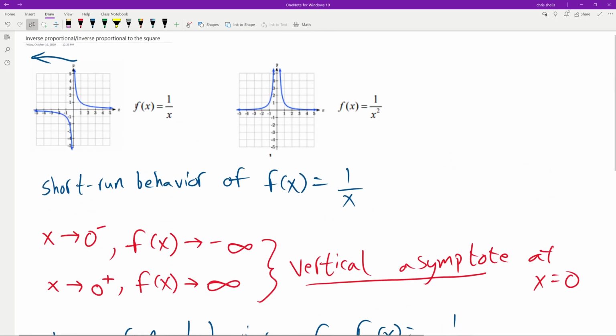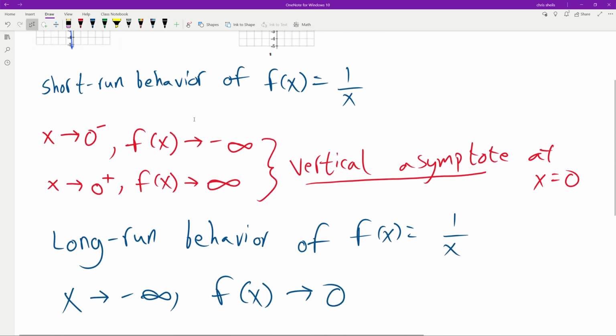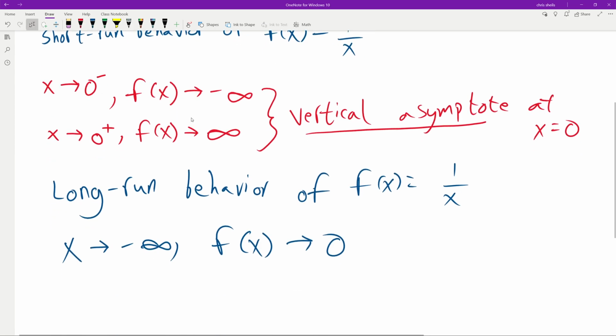Similarly, as I go farther and farther to the right of this graph, it looks like these y values are also getting closer and closer to 0. So I denote this as, as x approaches positive infinity, f of x approaches 0.